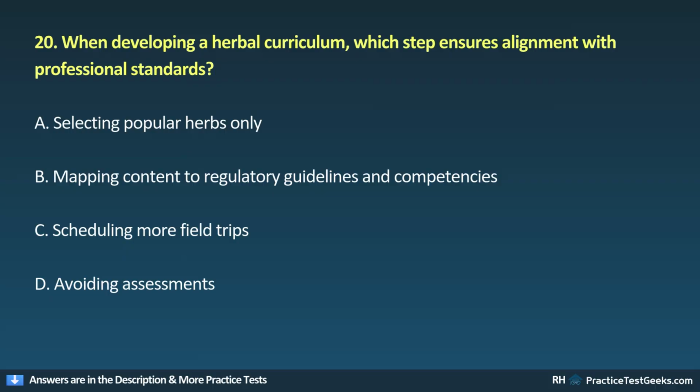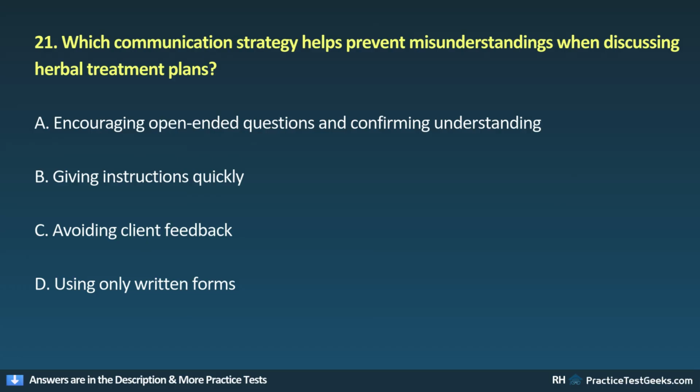20. When developing a herbal curriculum, which step ensures alignment with professional standards? A. Selecting popular herbs only. B. Mapping content to regulatory guidelines and competencies. C. Scheduling more field trips. D. Avoiding assessments. 21. Which communication strategy helps prevent misunderstandings when discussing herbal treatment plans?